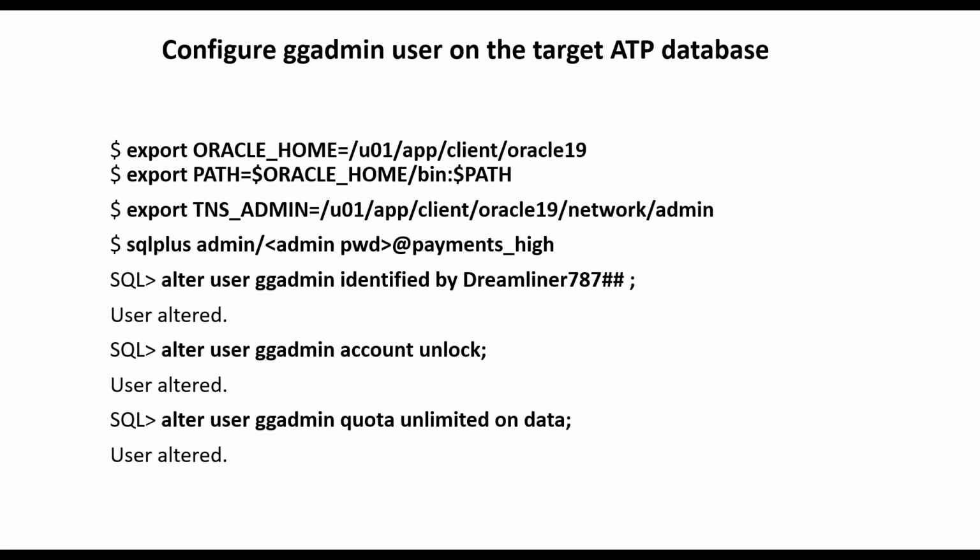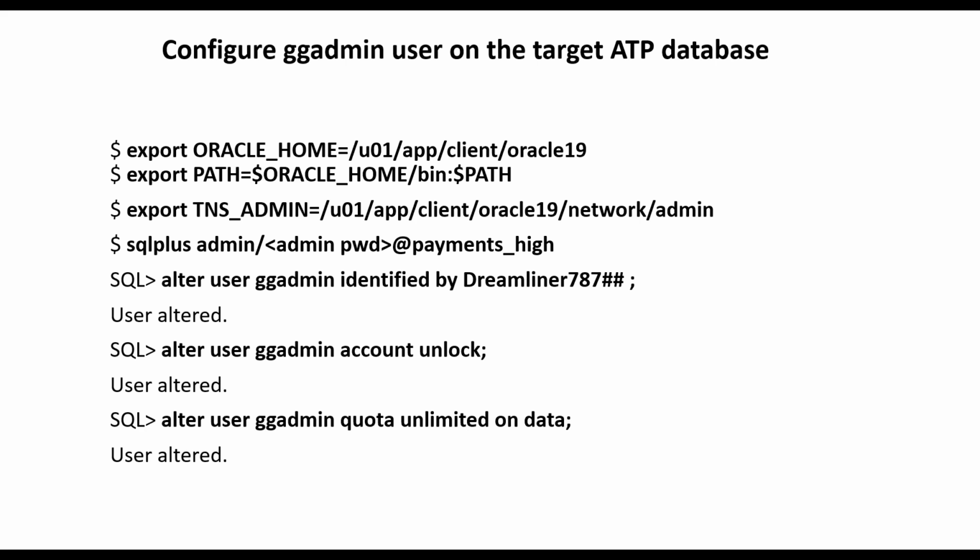ADB database. Once I'm connected to my target ADB database, I will go and create the GoldenGate user called ggadmin there. So any name you can use, and then I will just unlock the account and grant a quota to the user. So this is my configuration for GoldenGate on the target.